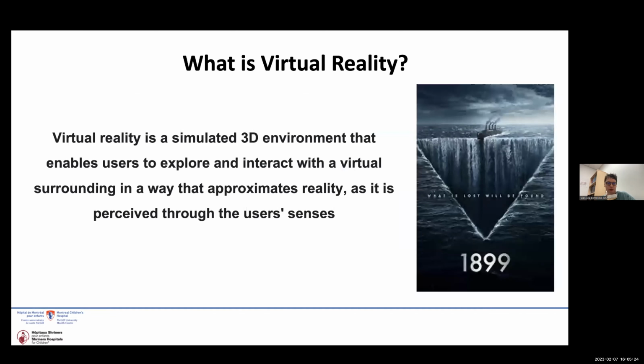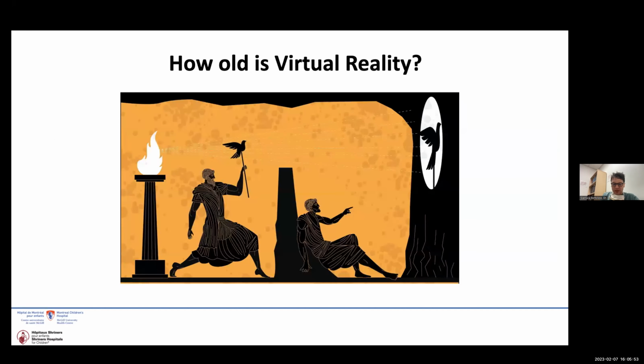I guess everybody knows what virtual reality is: a simulated 3D environment where the user can explore and interact with that environment and feel that it is real. For those who like movies, probably the most famous one is The Matrix. More recently on Netflix, there is this series 1899, which is based on virtual reality. So normally I would ask the audience if they know when virtual reality was born.